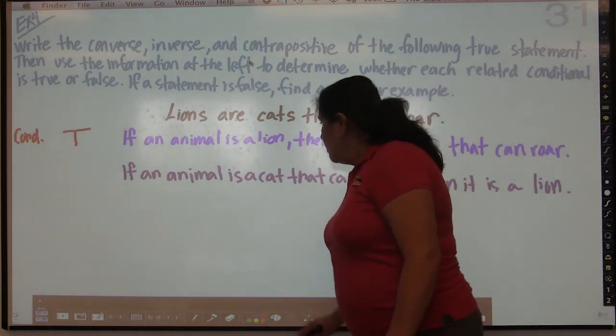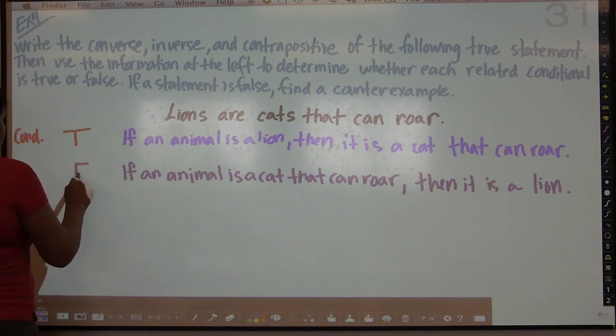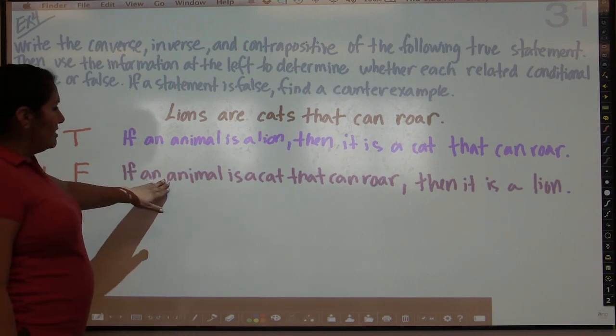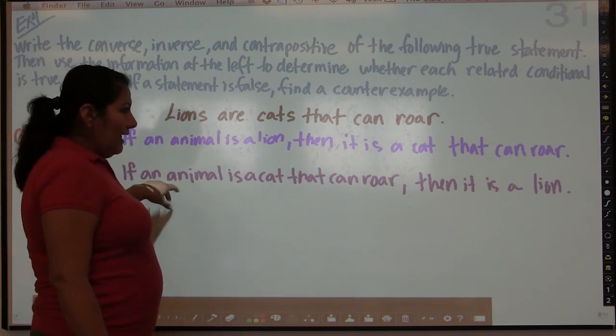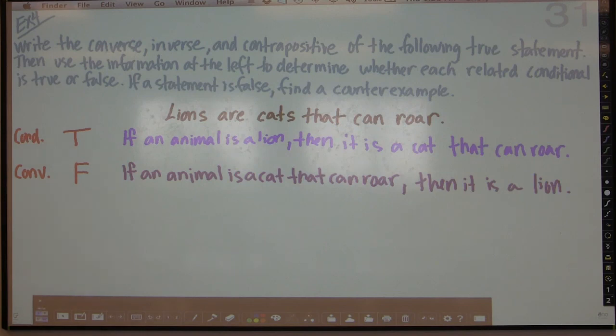And now, we want to talk about the truth of this statement. If an animal is a cat that can roar, then it is a lion. That is actually false, and this is the converse. The reason why that is false is because the hypothesis can be true, if an animal is a cat that can roar, but it doesn't have to be a lion. It could be one of the other names that we named. It could be a jaguar, a leopard, or a tiger. Those were also listed in there. A tiger is a cat that can roar, but it is not a lion. So I have a counterexample, one where the hypothesis is true, but the conclusion is false.